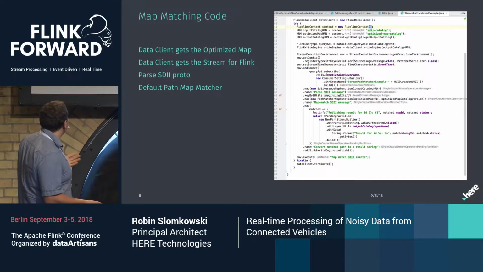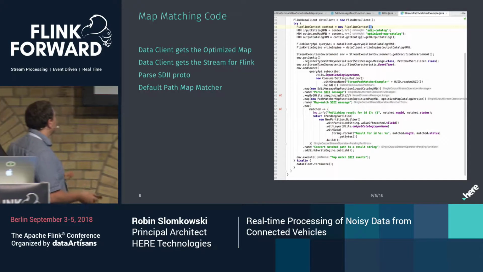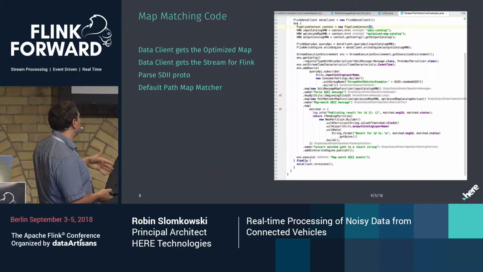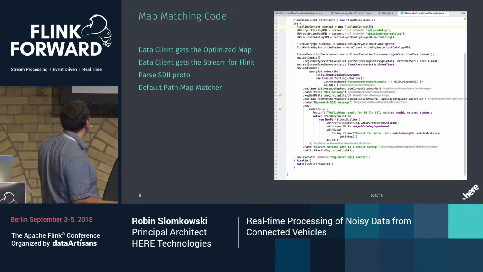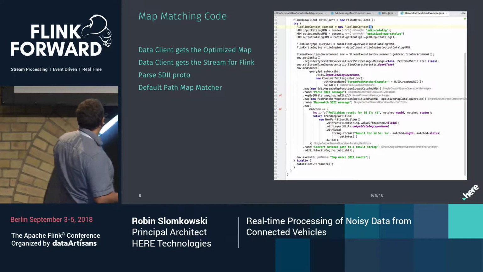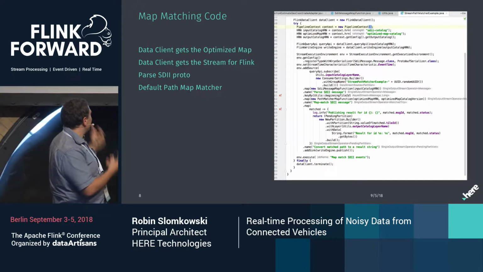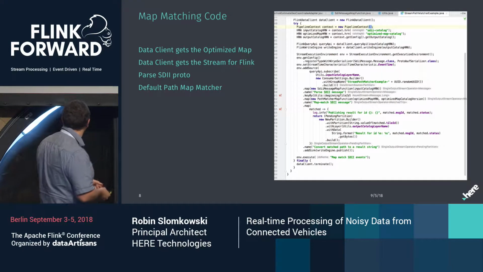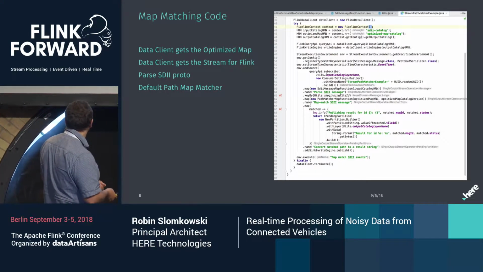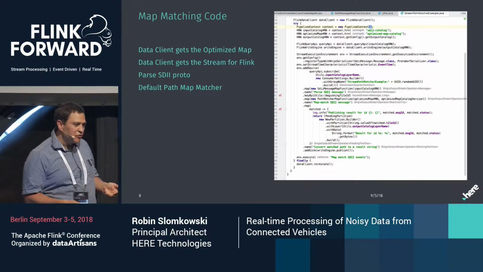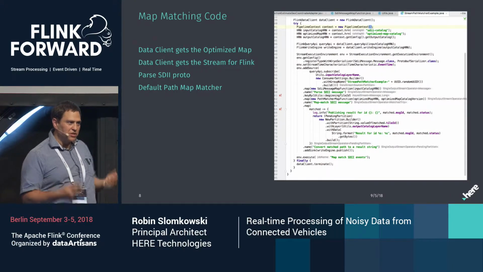So this is the map matching code that I'm kind of talking about. And this is using our platform, and that's pretty much all there is to it. The data client goes and it gets the optimized map. We have this thing called the data client, which gets our stream, and it makes it our source in Flink. We parse some SDII, which is a standardized format for these sensors that come out of cars.